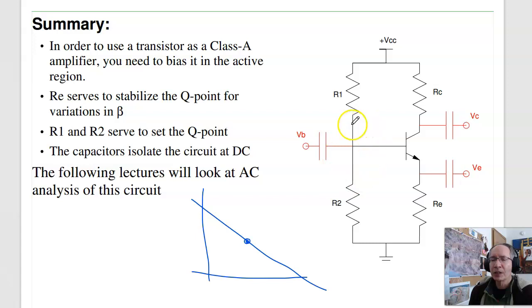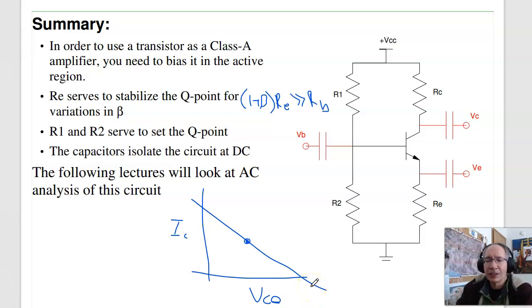Purpose of R1 and R2 is they set the Q point and stabilize the Q point for variations in beta. So you kind of have two constraints. I want to pick 1 plus beta times RE to be much, much bigger than RB. That stabilizes the Q point. And pick RB and VB to set the Q point wherever it is you want, somewhere in the active region. So that was this lecture, DC analysis. The following lectures will look at AC analysis of this circuit.